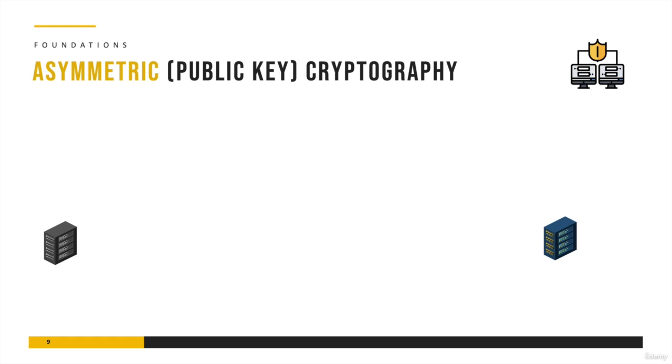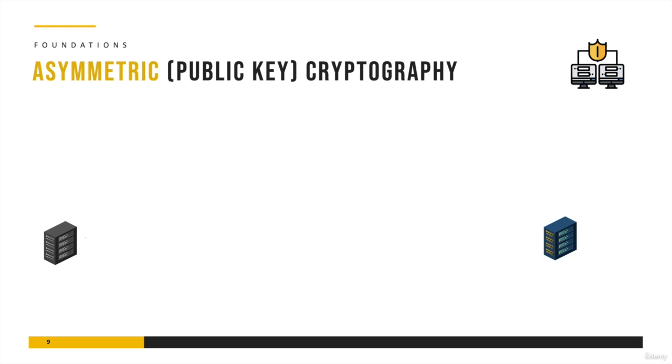But the problem with those types of encryption is that, let's say you want to communicate with 100 different people, then obviously you'll need to have 100 different private keys, and it becomes difficult to scale it, right? So the solution to that is public key cryptography.